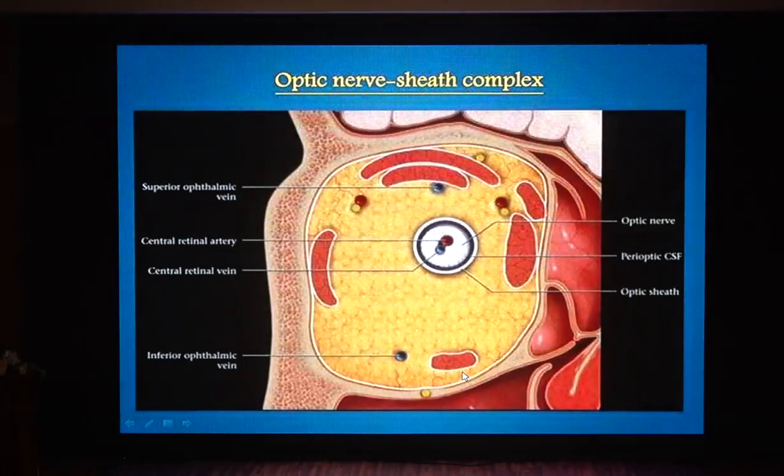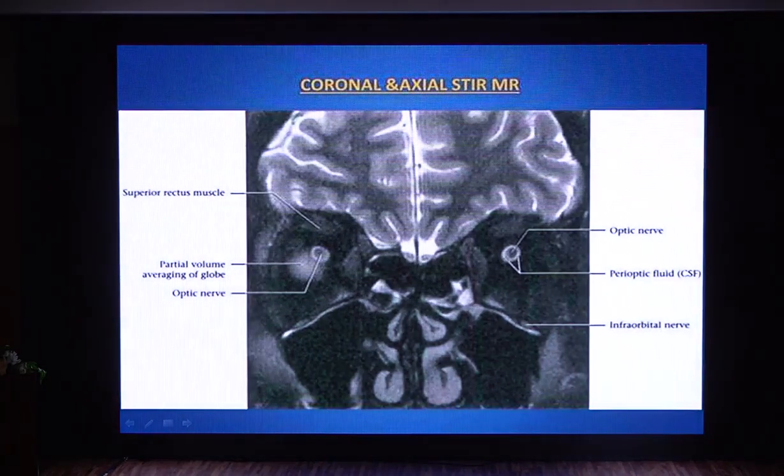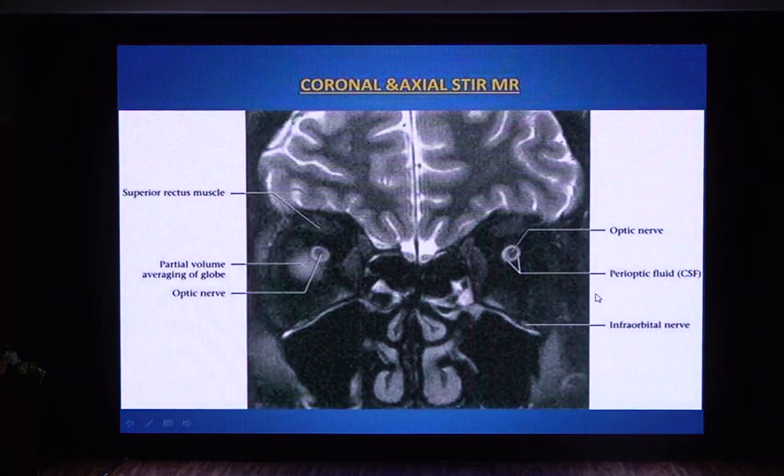So the optic nerve sheath complex, what is it made up of? It is made up of the optic nerve, perioptic CSF, and the optic sheath. The coronal and STIR MR images can very well depict the optic nerve sheath complex. In this, we can see the optic nerve in the center and the perioptic CSF sheath around it. And this is the infraorbital nerve, superior rectus.